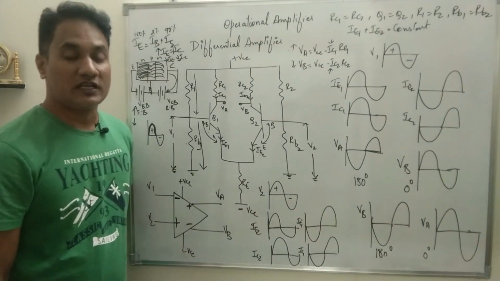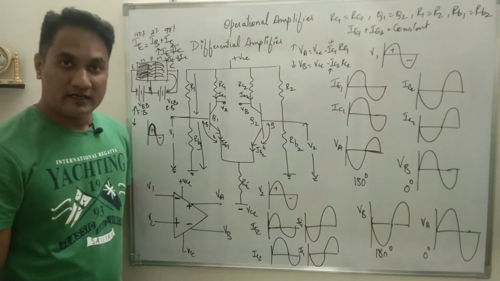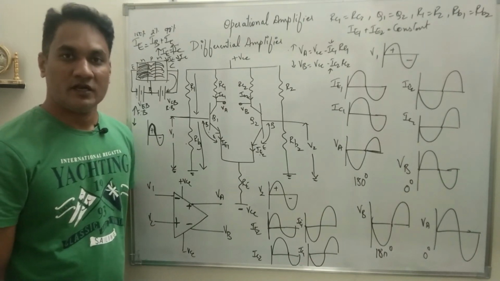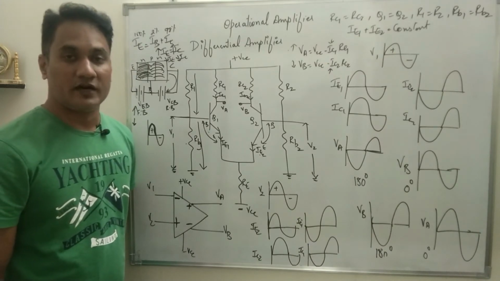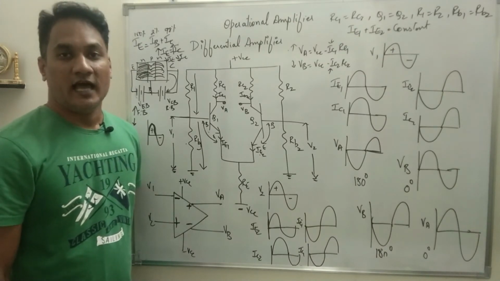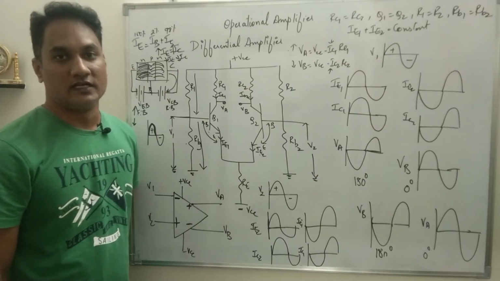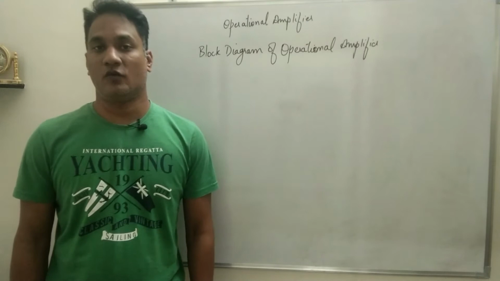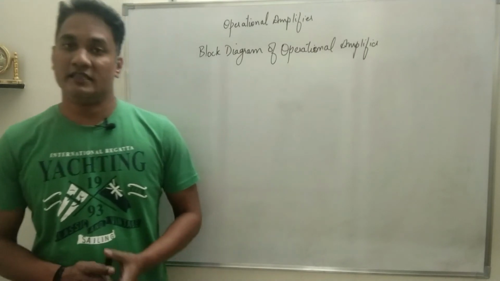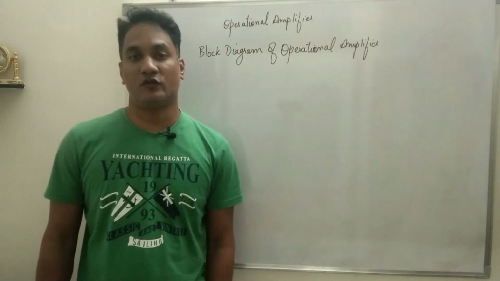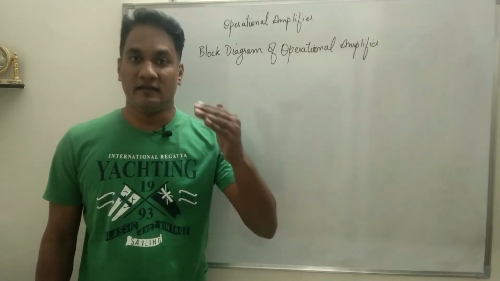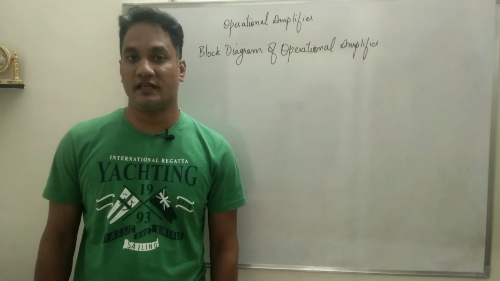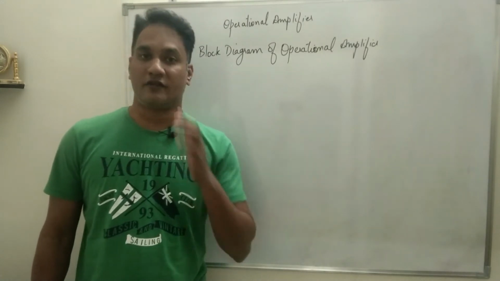So we have understood the construction, advantages and working of the differential amplifier. Now we will use this differential amplifier to design the operational amplifier. I hope you have understood. Next we will try to understand the block diagram of the operational amplifier. In the first video itself I told you that to design an operational amplifier, the basic building block is the differential amplifier.